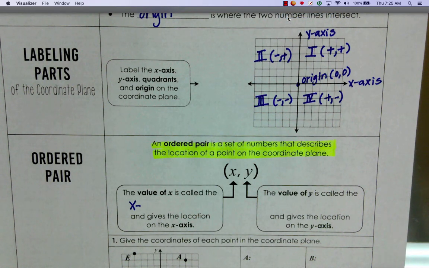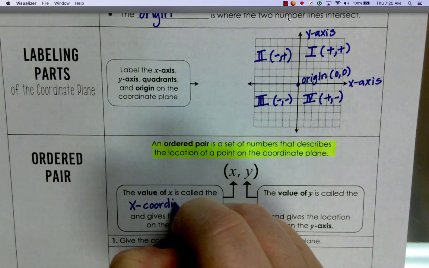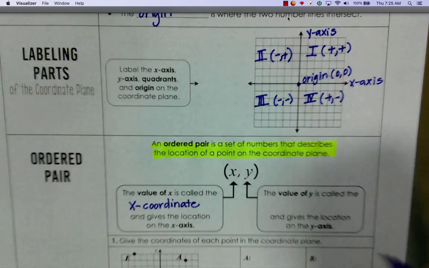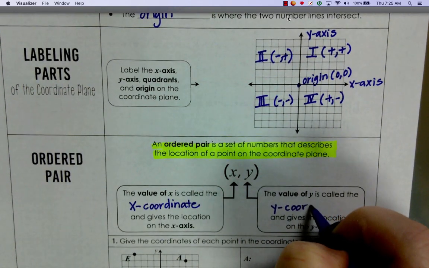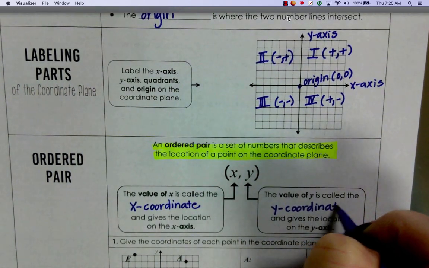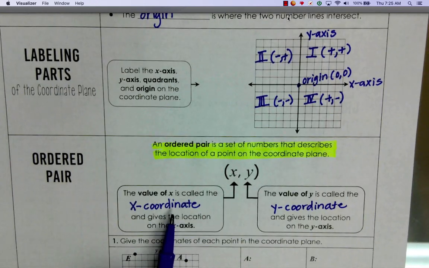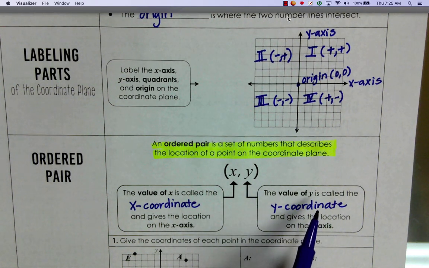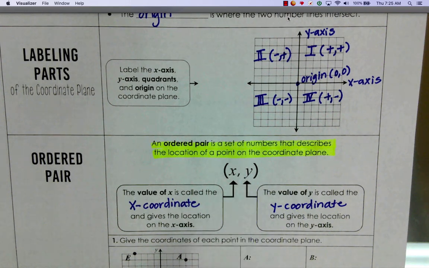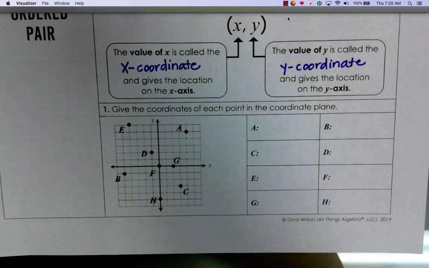The value of the x is called the x-coordinate. The value of y is called the y-coordinate. Okay, so the value of x is the x-coordinate, and it gives the location on the x-axis of this x right here. And the value of y is called the y-coordinate, and it gives you the location on the y-axis.